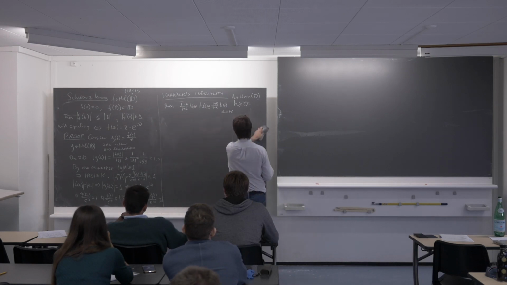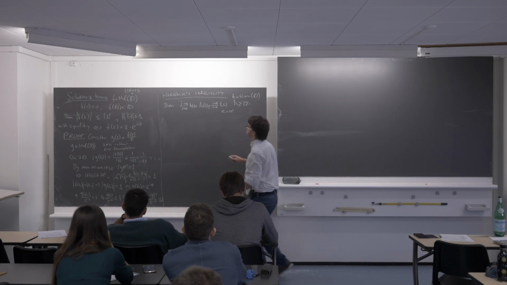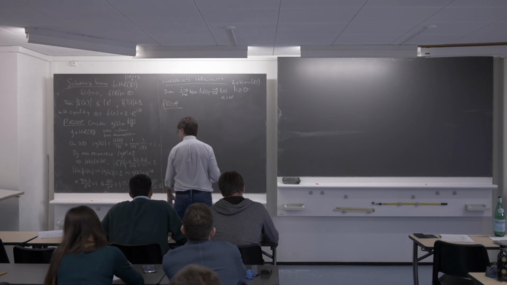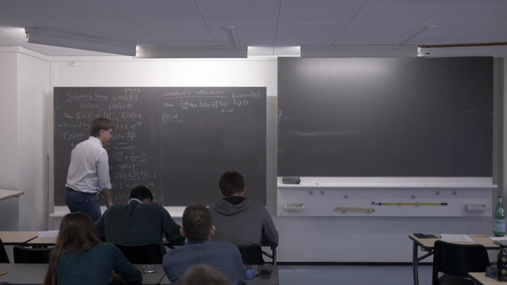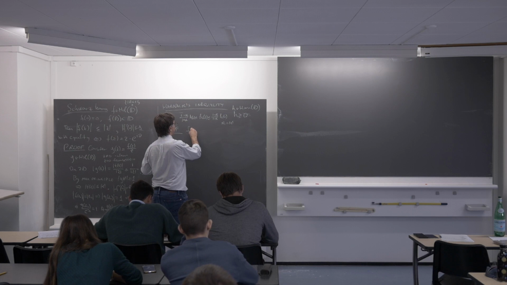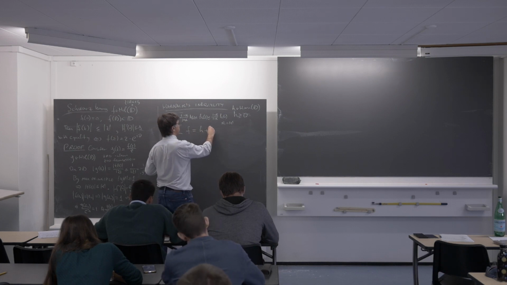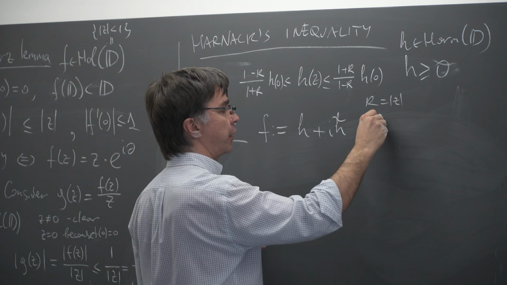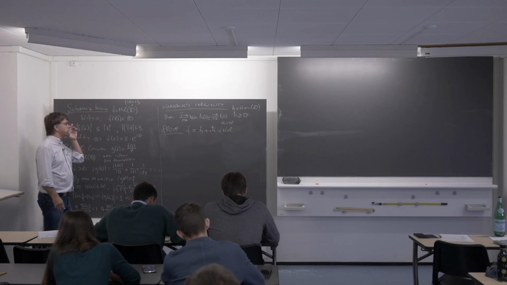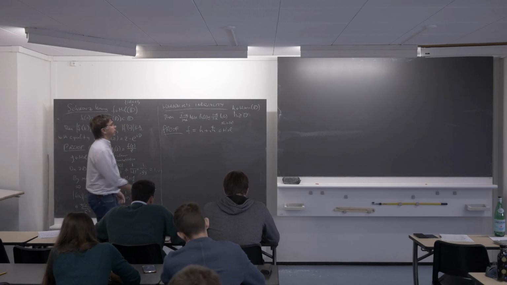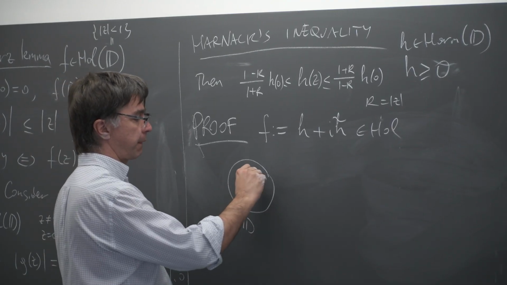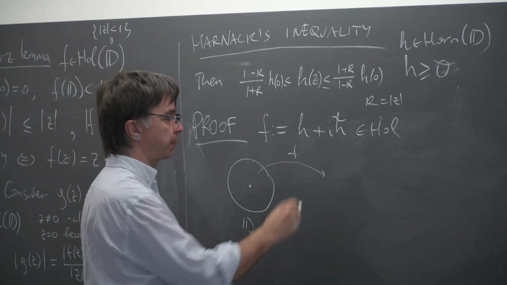But what we'll do is just a one-step deduction from the Schwarz lemma. And it's neat because it also uses conformal maps. So suppose, let's say, f is h plus i h tilde, which is holomorphic. So we added the harmonic conjugate. Now f is a function in the unit disk. Of course, it's not a conformal map.